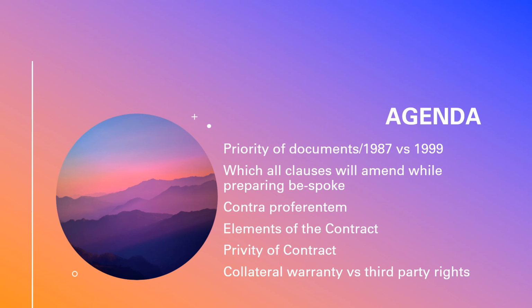Okay, then there is contra proferentem. It's a legal doctrine. I don't know how many of you have come across this. By definition, it says that any ambiguity in a contract document is least favorable to the person who drafted it. So if there is a material change or major mistakes in a contract document, be it a specification, a drawing, or any other document, that will not be favorable to the party who prepared it.